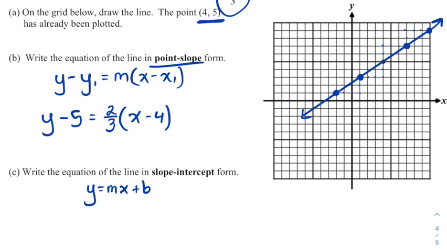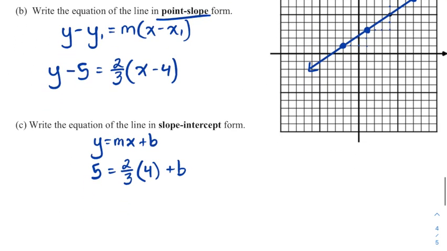So the y is, we're using the 5. We have a slope of 2/3. We have an x value of 4, mx plus b. Okay, so we have to solve for b here. 5 equals 8/3 plus b. Now I'm going to go ahead and subtract 8/3 from both sides. So we get 5 minus 8/3.